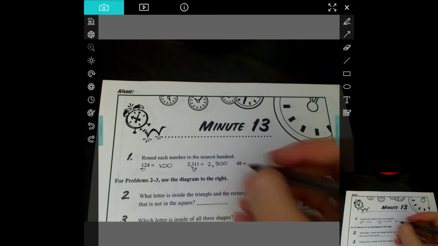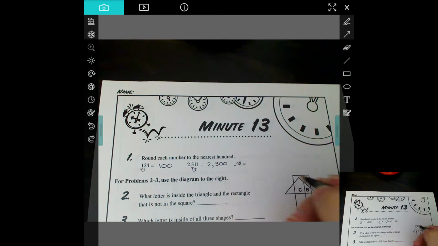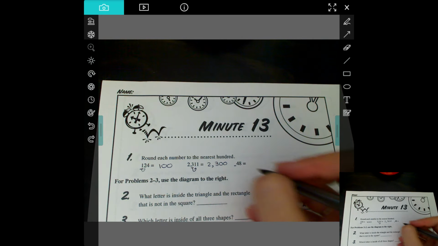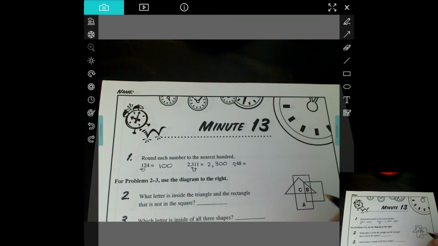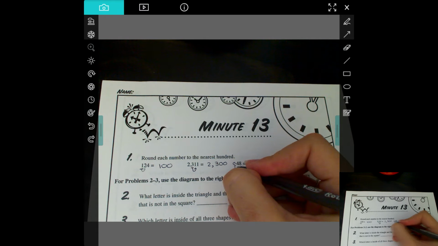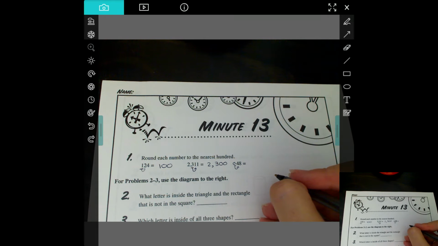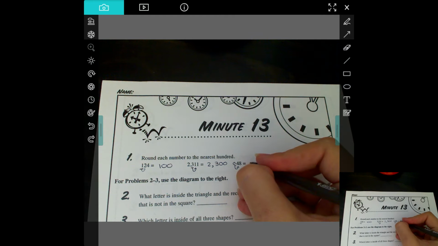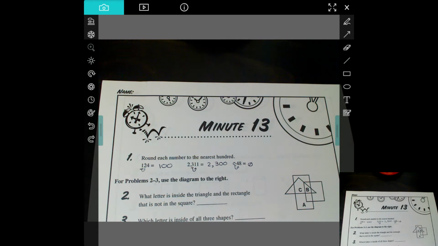And then 48. There is no digit at all in the hundreds place, so this is a 0. We're going to underline and look behind. And even though we are close to 5, we are not yet there. And so technically 48 rounds down to nothing. So in that case, the answer is 0, even though it seems weird to think that it's 0. You're closer to not having anything than you are to having 100.